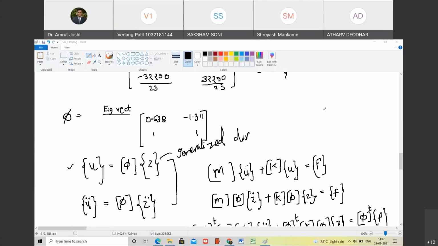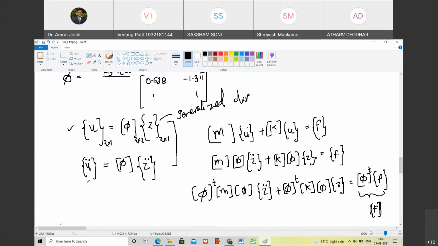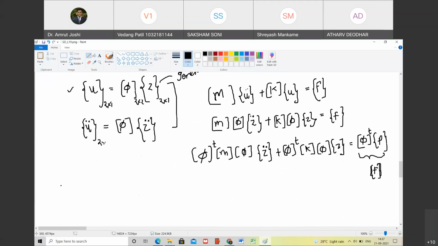So U is equal to phi times Z is the substitution that we are going to make. Therefore U double dot is going to be equal to phi times Z double dot, where again the size of this vector is 2 cross 1. Phi is 2 cross 2 and Z is 2 cross 1. And U double dot is also 2 cross 1. It consists of two terms, U1 double dot and U2 double dot, and phi times Z1 double dot and Z2 double dot. So this is also 2 cross 1. Are you with me? Yes, sir.